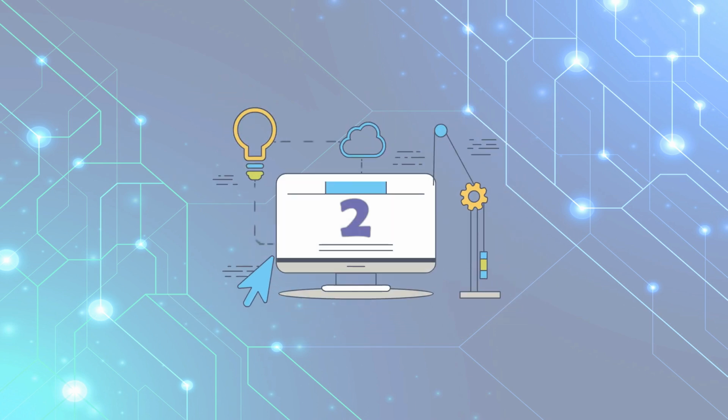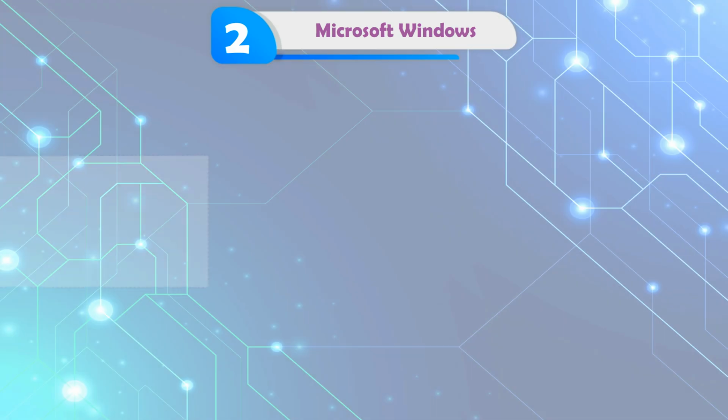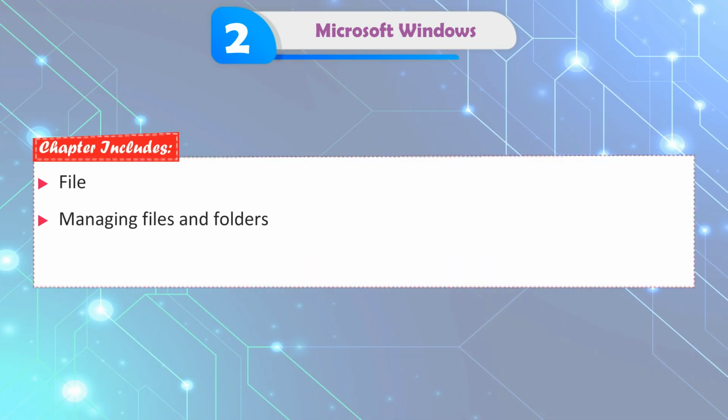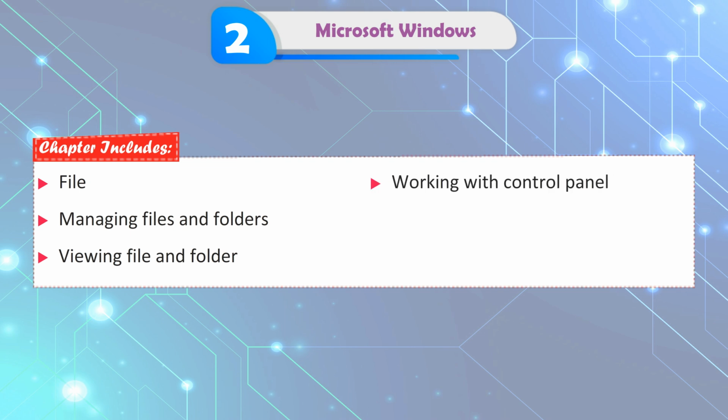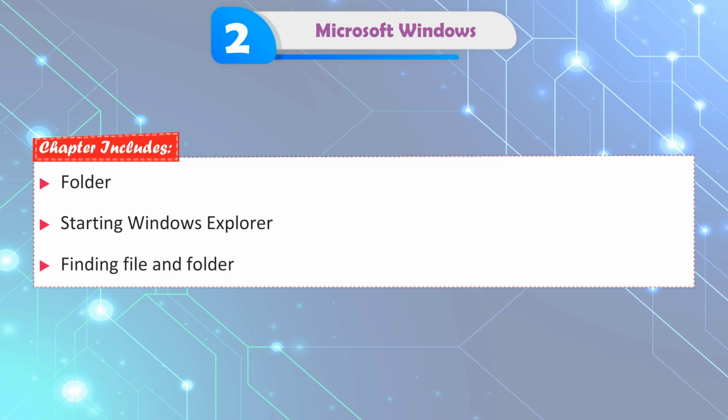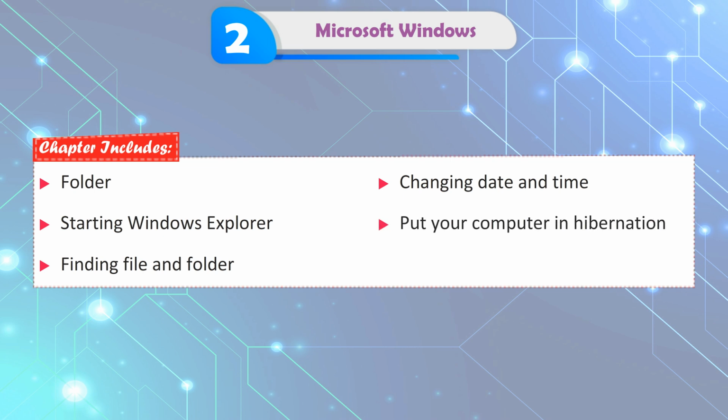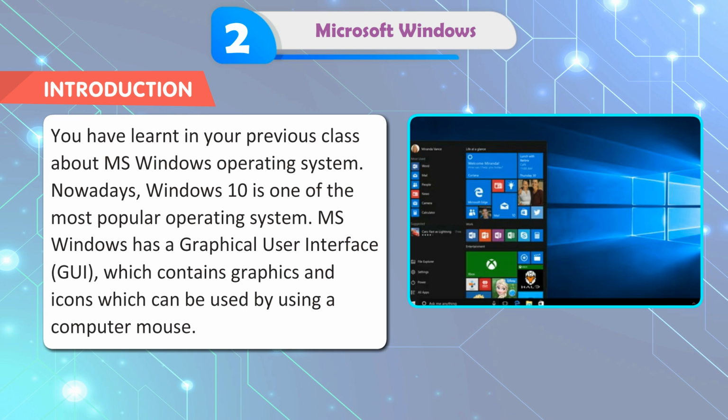Chapter 2, Microsoft Windows. This chapter includes File, managing files and folders, viewing files and folders, working with Control Panel, about fonts, avoid pressing two keys together, folders, starting Windows Explorer, finding files and folders, changing date and time, put your computer in hibernation. Introduction. You have learnt in your previous class about the MS Windows operating system.